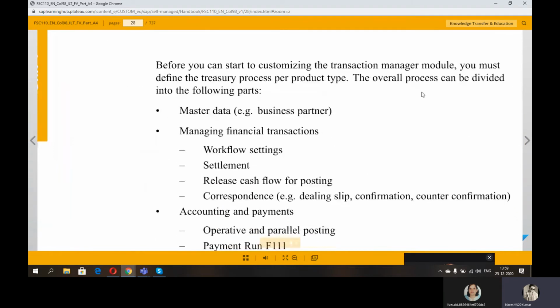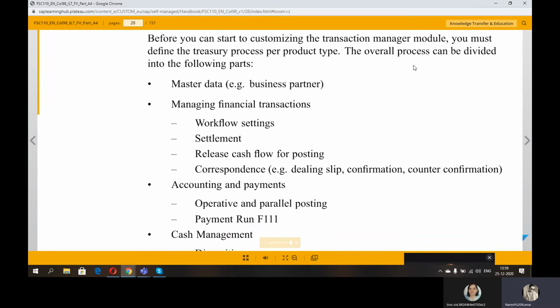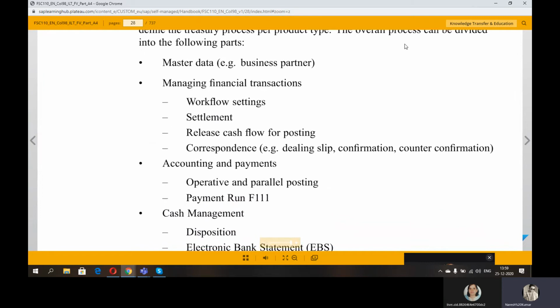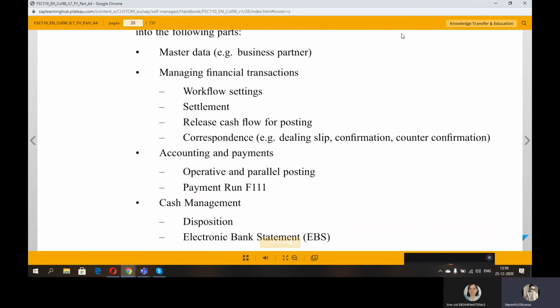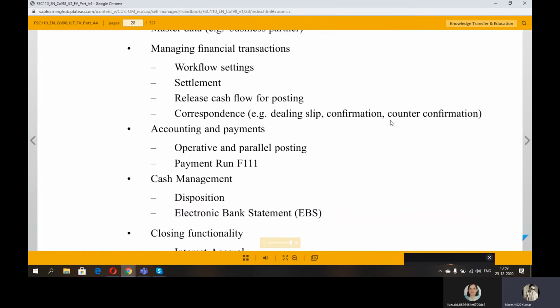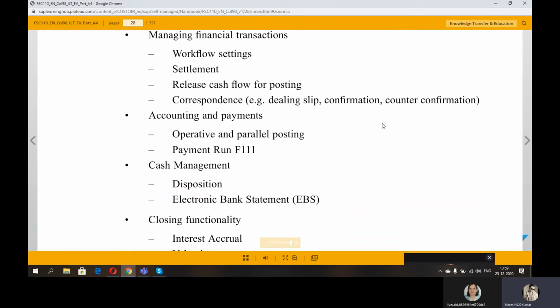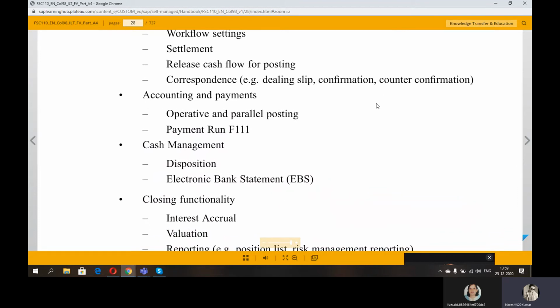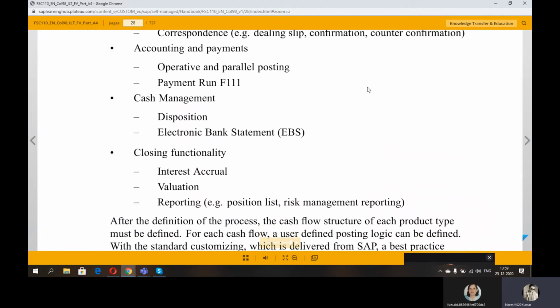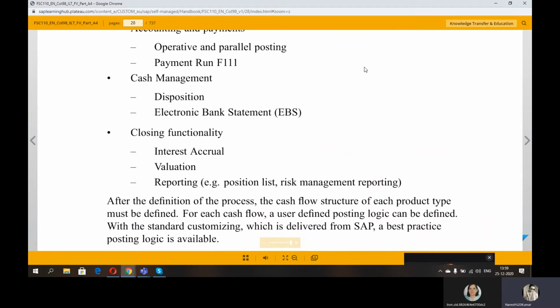So now, what are the things the money market master data need to be created, like business partner, and we have to manage financial transactions based on workflow, settlement, release cash flow for posting, correspondence based on dealing slip, confirmation, counter confirmation, and accounting and payments will be taken based on operative and parallel postings. Payment run by using F111. Cash management like disposition, and it will go for electronic bank statement. Closing functionality based on interest accrual, valuation or reporting. Example, position list, risk management reporting.